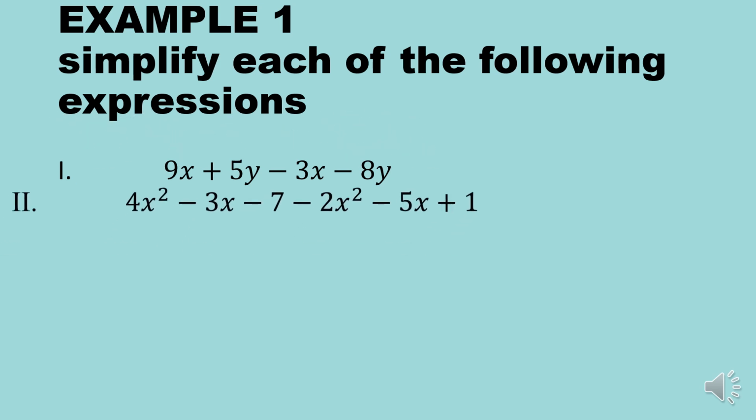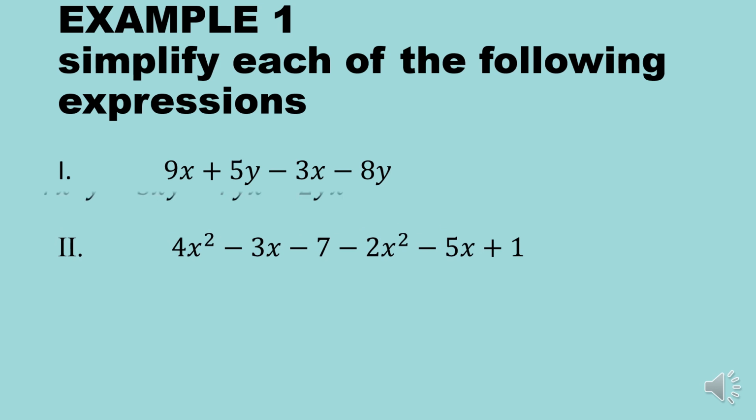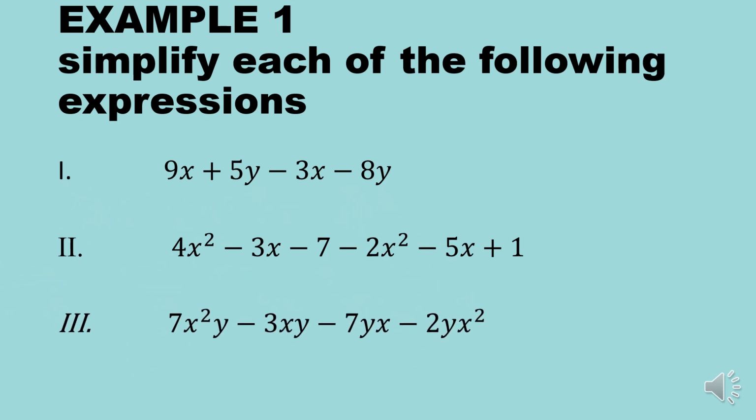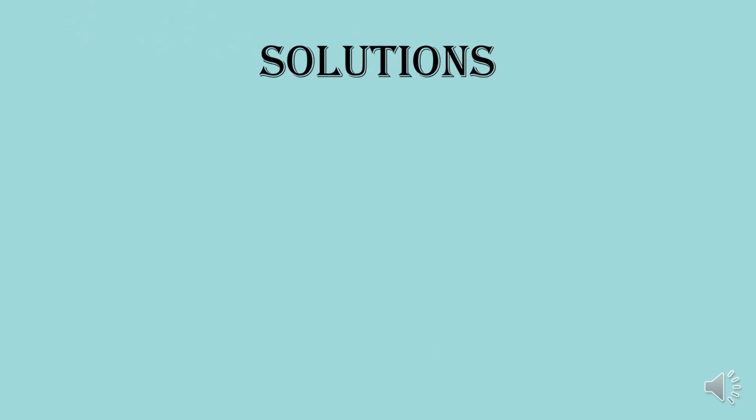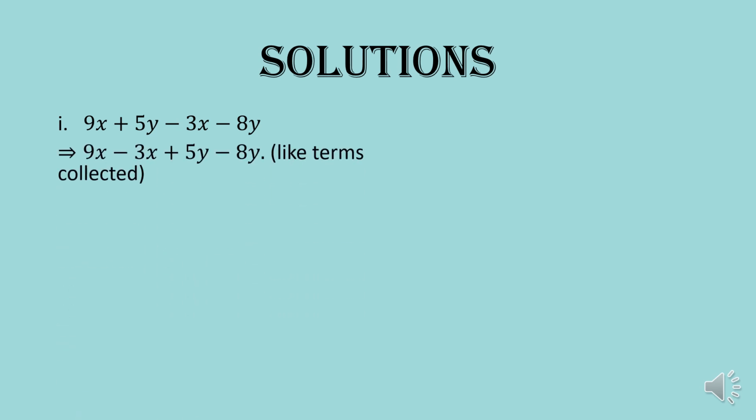Let's go further. This is another example. So let's go into the solution slide. Example 1, 9x plus 5y minus 3x minus 8y. We are going to say, okay, 9x minus 3x plus 5y minus 8y. Like terms here have been collected. You can see 9x is now going to be married onto negative 3x, and positive 5y is going to be married onto negative 8y. So x and x have been collected, they are on one side. y and y have been collected, they are on one side. Let's check out the result.